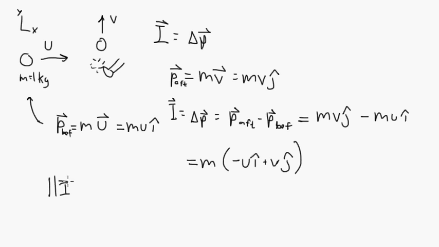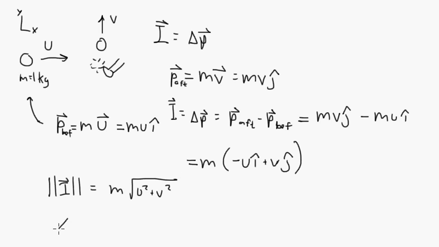Magnitude of that is going to be, so let's see, the magnitude of the impulse vector is going to equal m, I'm just going to pull this out of the whole squared and square root thing, times the square root of u squared plus v squared. We can't find that out without actually having numbers for u and v, but there you go.